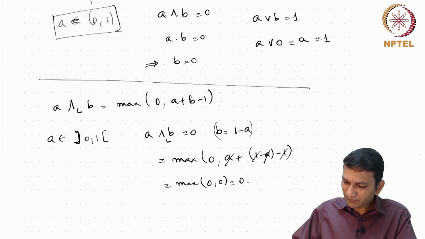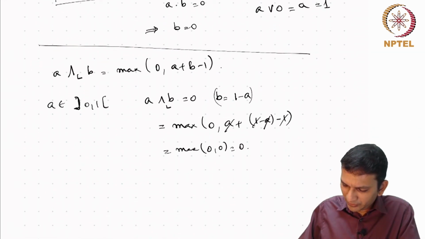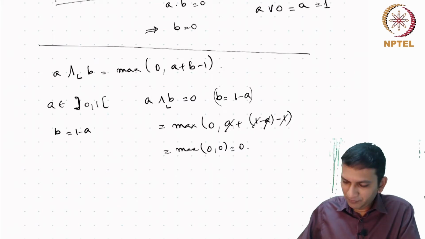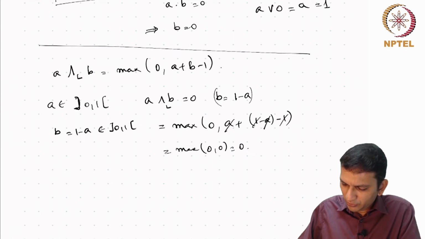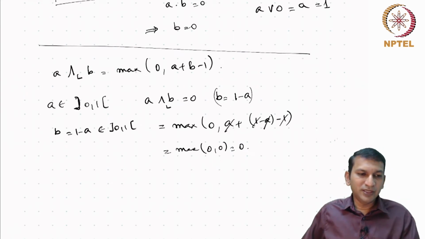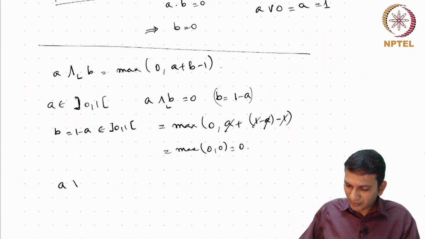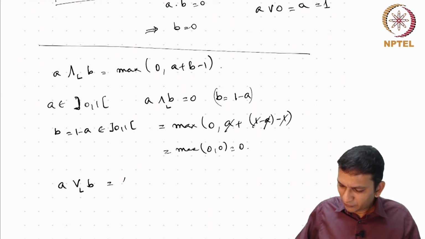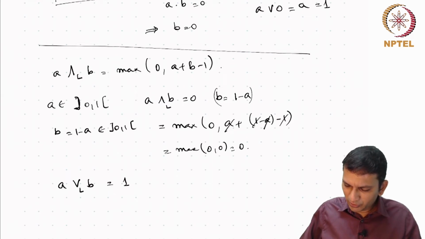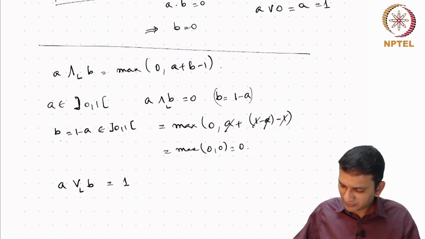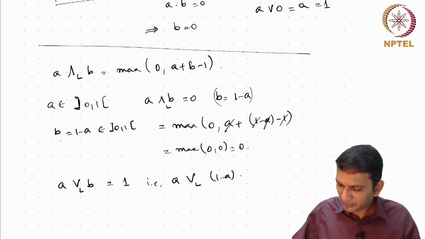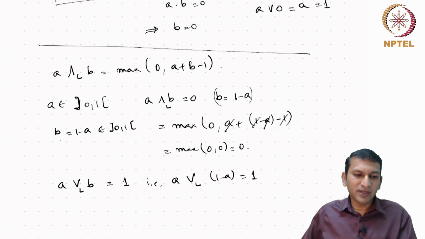So for the first time we are seeing that whenever A belongs to 0, 1, B is equal to 1 minus A seems to be a plausible complement of A. Note that if A comes from open 0, 1, then B also comes from open 0, 1. Now the question is, does there exist a join operation related to the Lukasiewicz conjunction such that for any A here with the corresponding B as 1 minus A, that means A join 1 minus A should be equal to 1. This is the question we are asking.